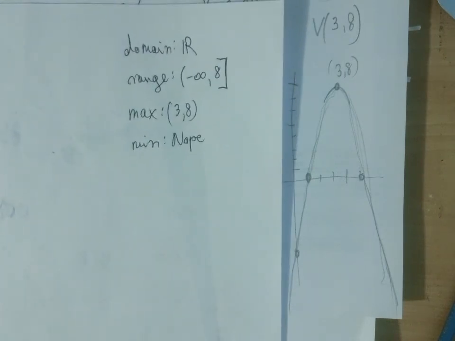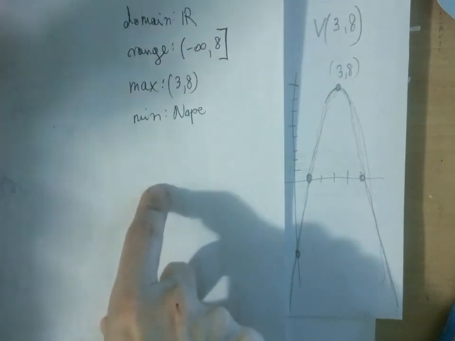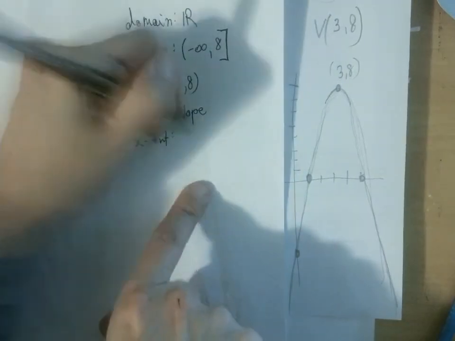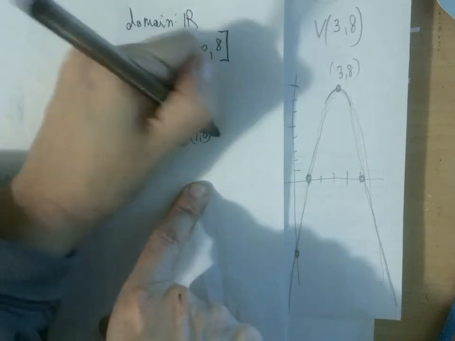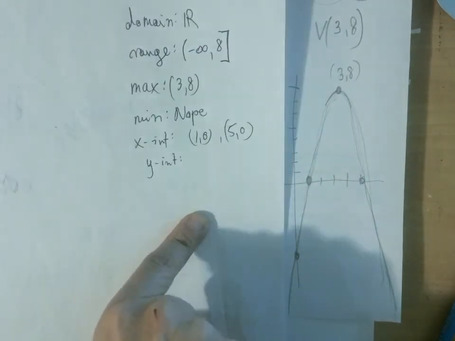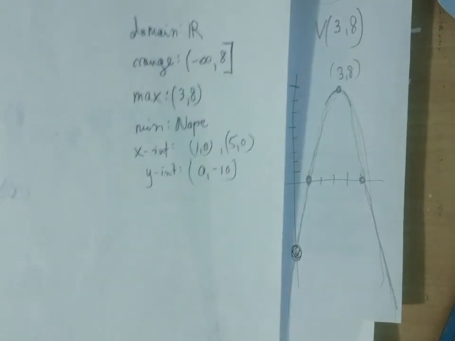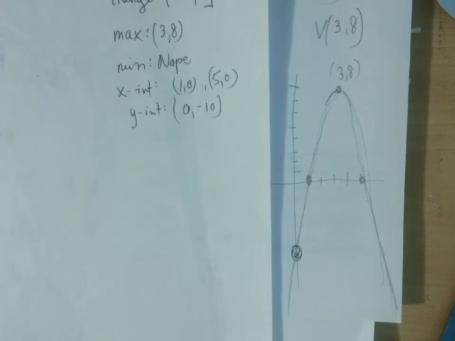Domain, range. Oh, the intercepts. Basically, we found those. So the x-intercepts are (1, 0) and (5, 0). The y-intercept is (0, -10). And the last question, since we already have the graph, is this function 1 to 1?